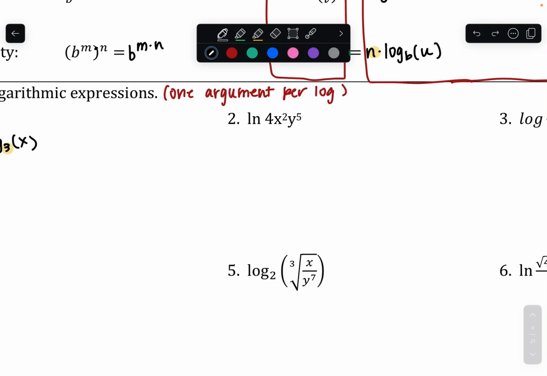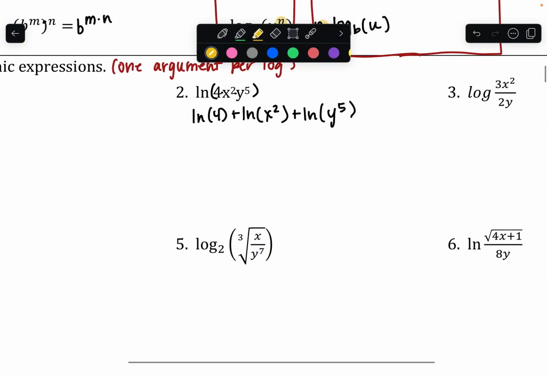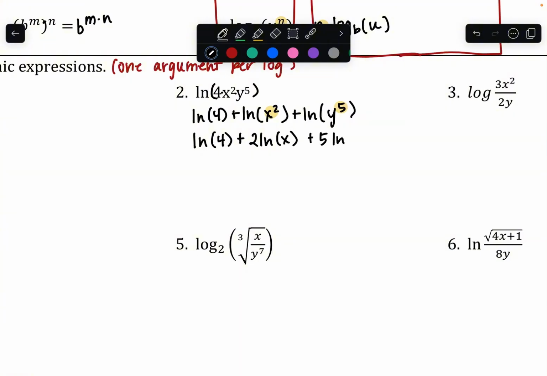Okay, here we've got more going on and we're working with natural log. The first thing I'm going to do is break apart these products. So natural log of 4 plus natural log of x squared plus natural log of y to the 5th. Okay, we're almost done, but the x squared and y to the 5th, those exponents can't stay inside. So now we're going to use the property where those exponents come outside as a multiplier. Okay, and so this would be our final answer, where there's only one argument and it's not being raised to an exponent.